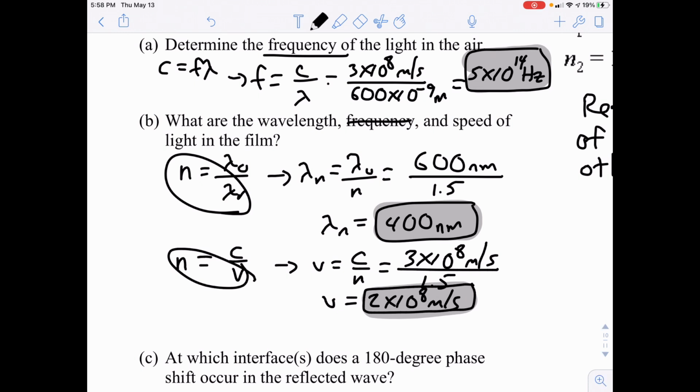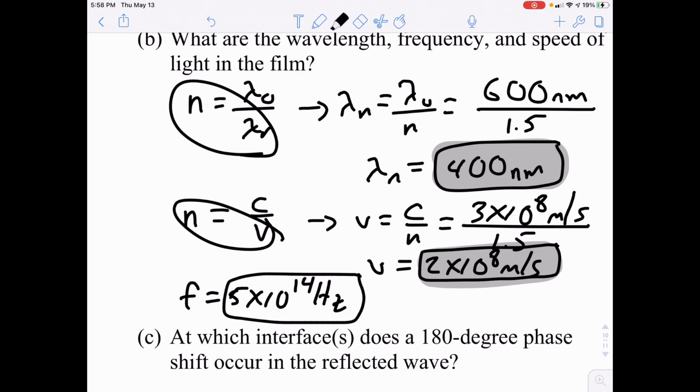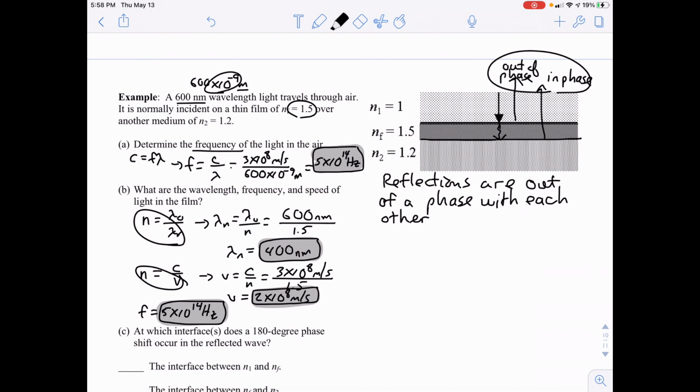And the frequency remains constant. So the frequency is still 5 times 10 to the 14 hertz. What that basically means is the number of waves doesn't change. Only the spacing of the waves and the speed of the waves change.